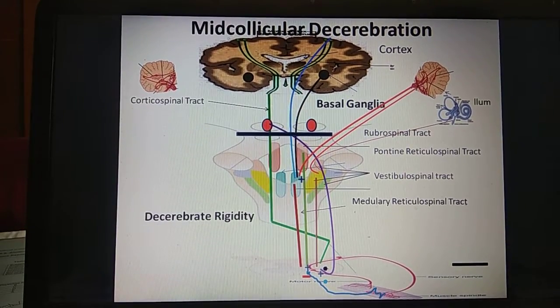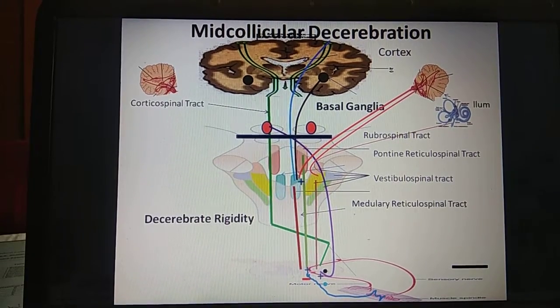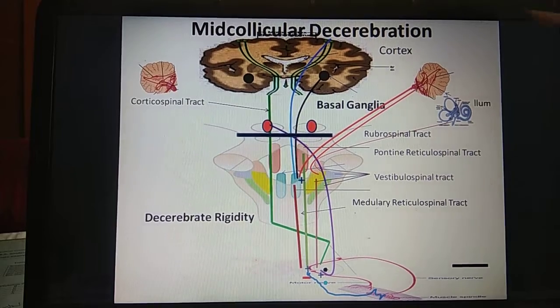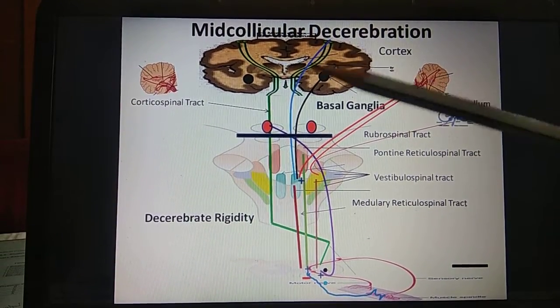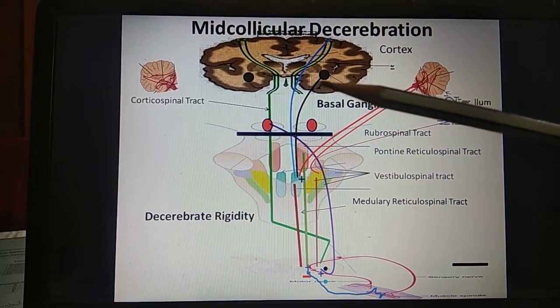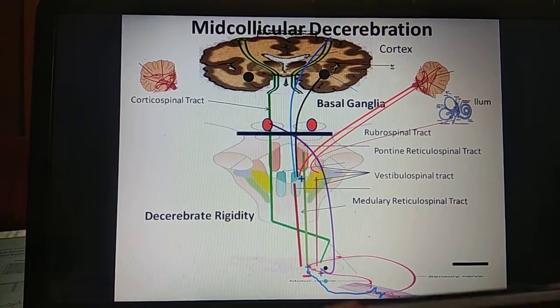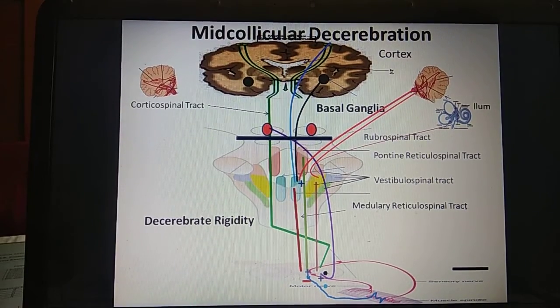So it is called decerebrate rigidity, which is definitely more as compared to decortication. In decortication it is mild because only one influence was gone, that is the cortex. The basal ganglion was intact then, but in this decerebration, cortex as well as basal ganglion, both of which were stimulating the medulla, are now gone. So that's why inhibition is less, more excitation. So this is decerebrate rigidity.